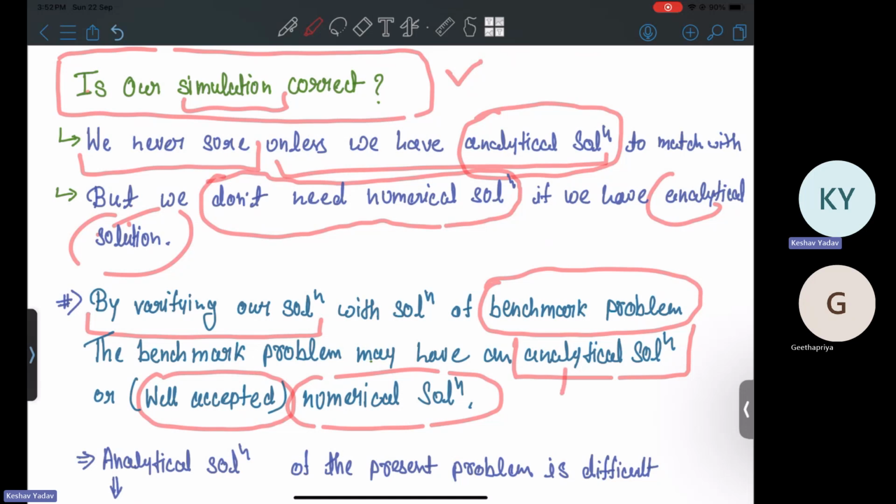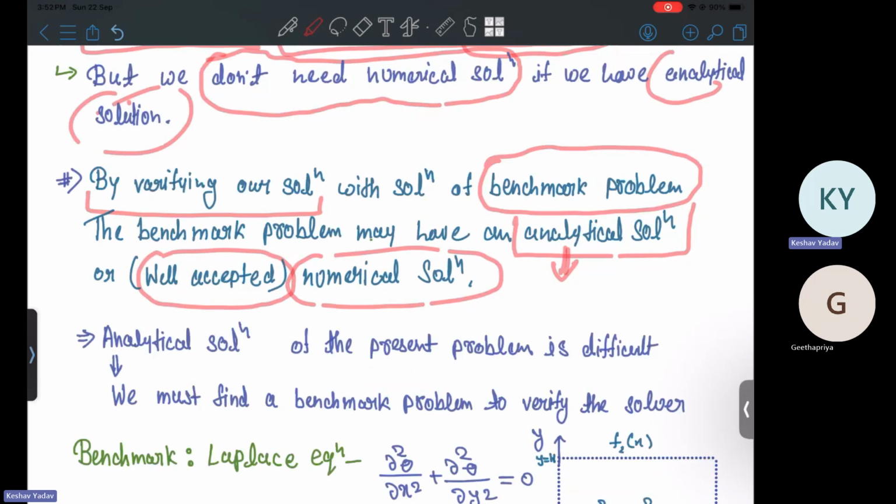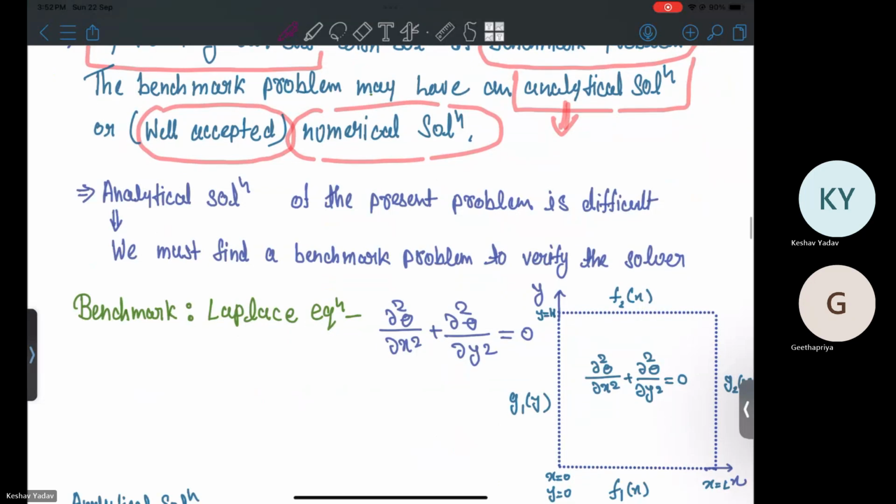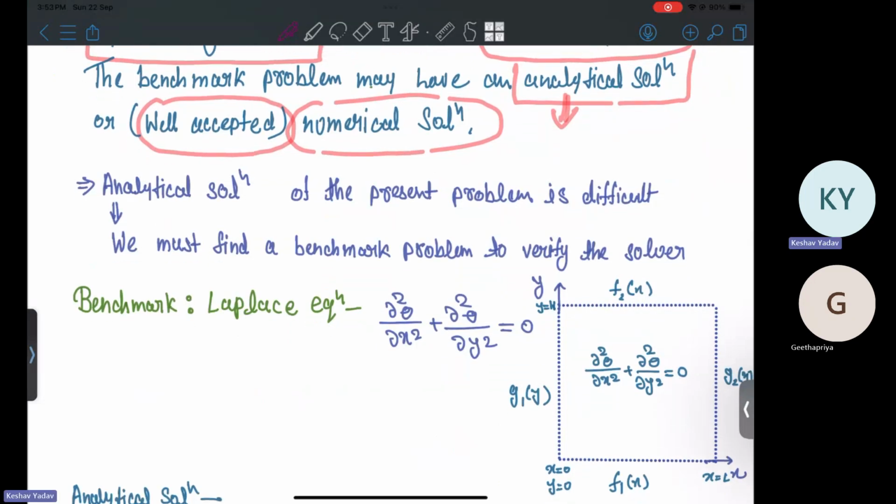This analytical solution kind of thing can happen when we are trying to learn the numerical methods. In that case, we deliberately take such a problem where we know the analytical solution. So we solve numerically, then we try to match it with the analytical solution. If we are matching it reasonably, then it is correct. And second thing, we can take some well accepted numerical solution and match our result with the well accepted numerical solution. Okay.